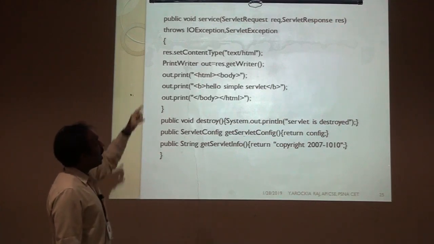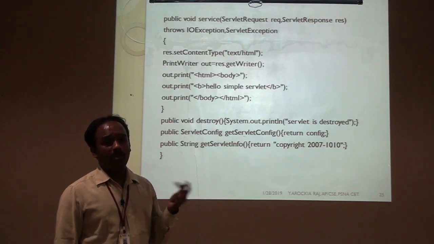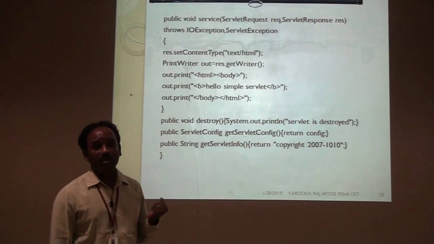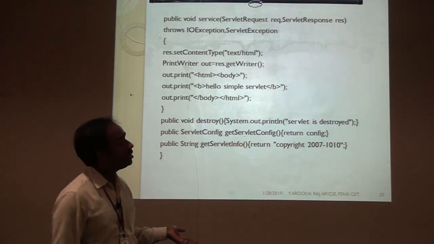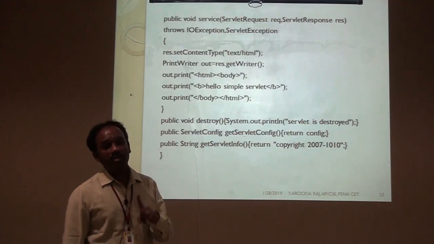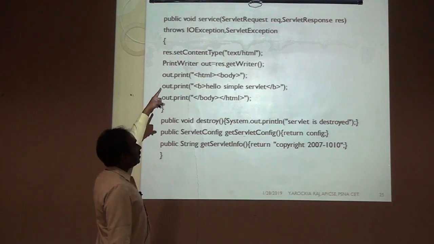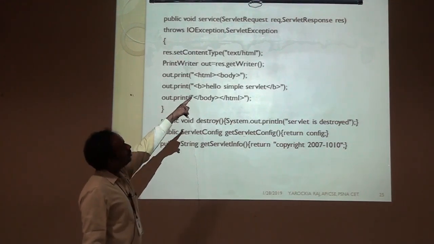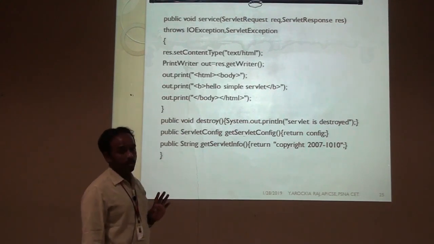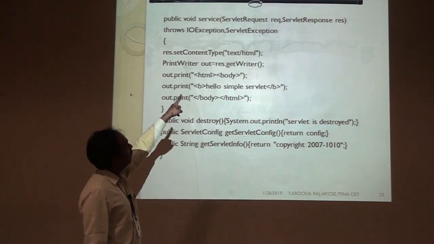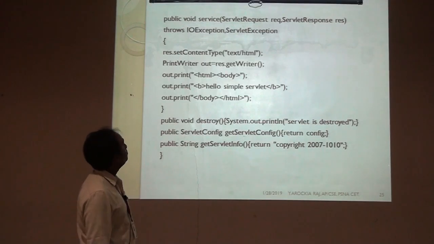See here, in an HTTP servlet we have a lot of methods, like doGet and doPost, to handle the request and then create the response. But in a generic servlet we have only one method, the service method, to handle the request and response, right? So void service, as usual, has two parameters, ServletRequest and ServletResponse. req is an object of ServletRequest, and res is an object of ServletResponse.